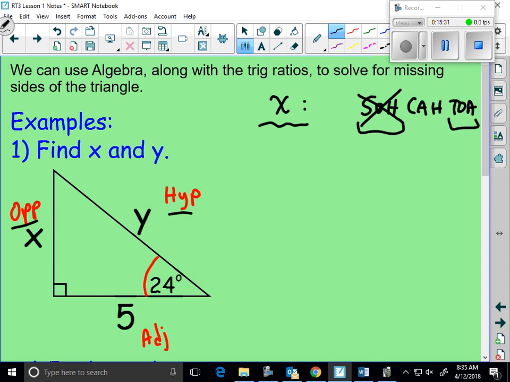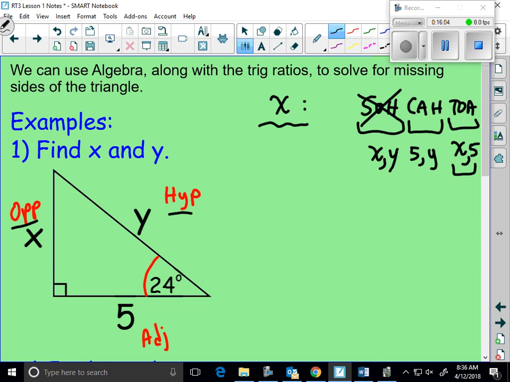We want to find x first. This involves x, and this involves x. Do you agree? What else does this involve? This involves x and y. We don't want to use that one because it has two variables. What does CAH involve? 5 and y. So we're going to use that to find y. What does TOA involve? x and 5. So we want to use this to find x. You understand? But aren't you just going to end up with two variables in the end anyway?